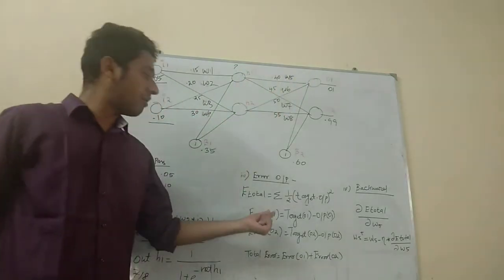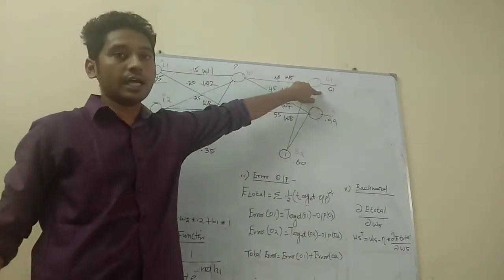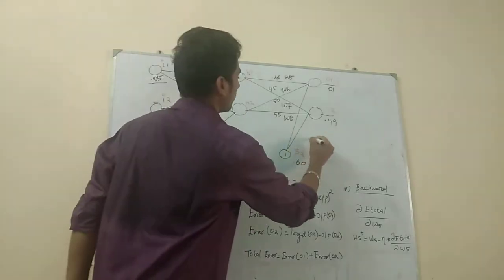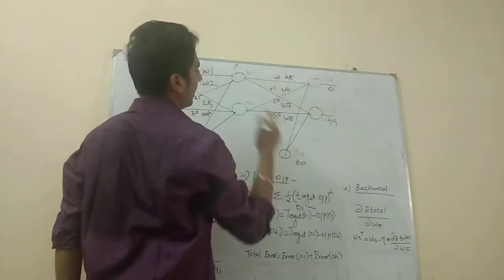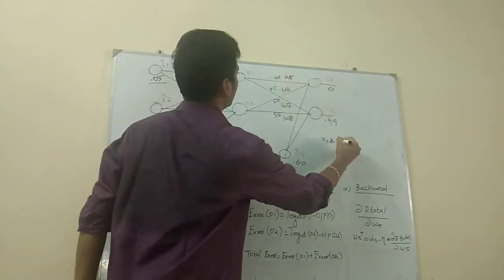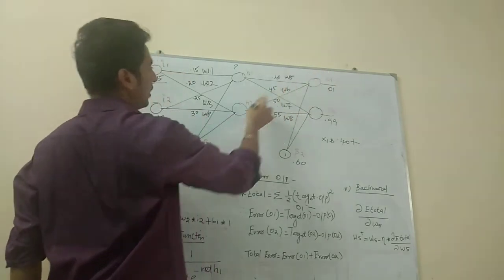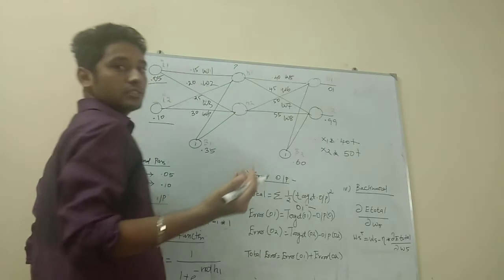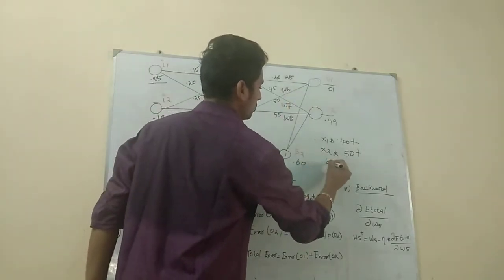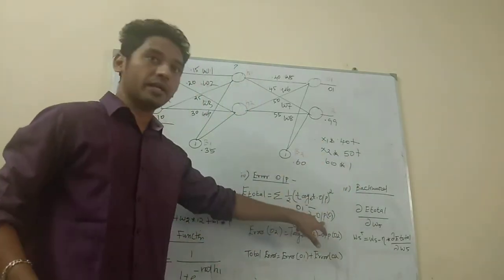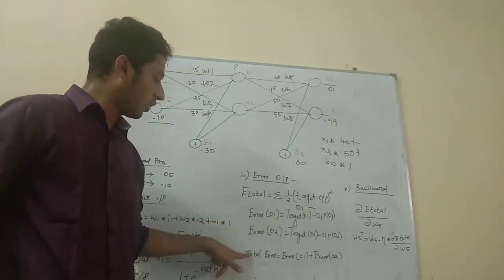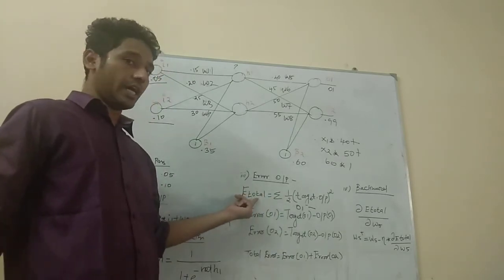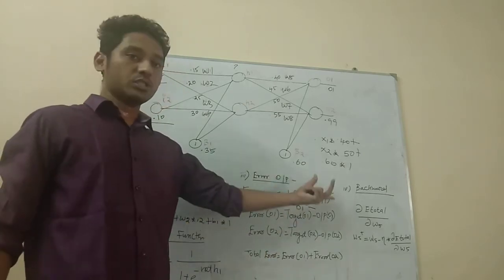So the error of output 1 equals the target, which is 1, minus the output of 1, found the same way. H1 is connected through W5, so H1 into W5, plus H2 multiplied by W7, which is 50, plus the bias connected to this. This gives the output of this one. Similarly, we get the output of 2. Then the total error is the error of output 1 plus the error of output 2, the summation of 1 by 2 times target minus output, whole square.